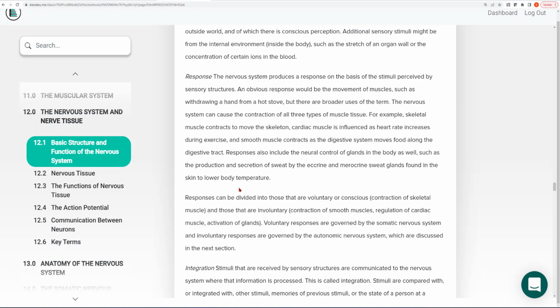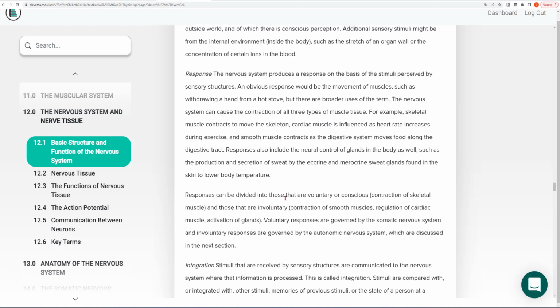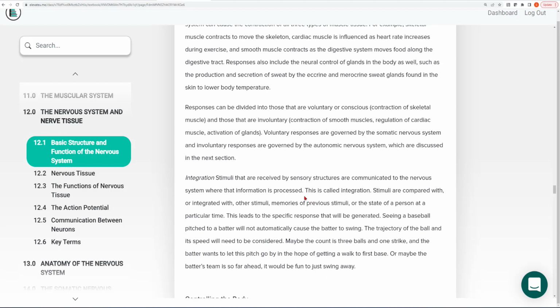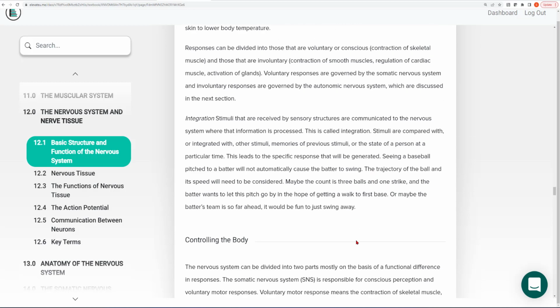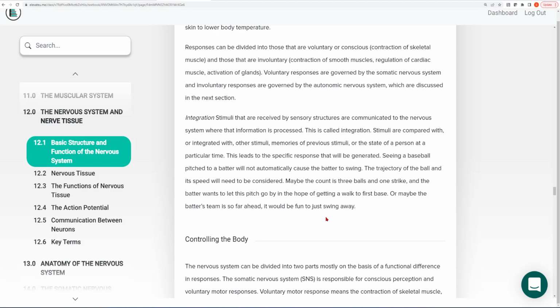So we've got the responses, we have the sensations, and as I mentioned, what's in between those two is the integration. So the incoming sensory information is integrated, and the stimuli are compared. They are looked at based upon previous experiences, things like that, and then the brain either consciously or unconsciously makes a decision to respond to that through sending signals through a motor neuron.